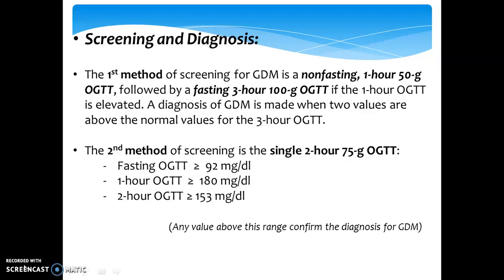Fasting oral glucose tolerance test, if it is more than 92 mg per dl; 1 hour OGTT, more than 180 mg per dl; 2 hours, it is more than 153 mg per dl.